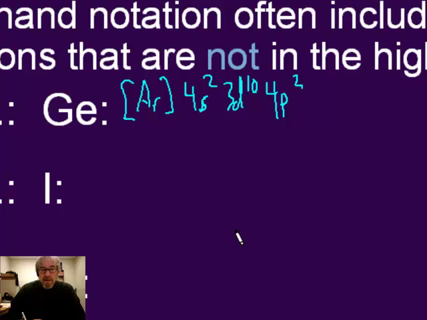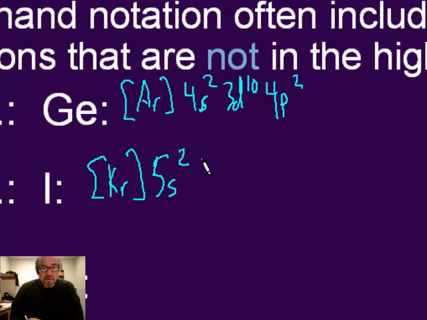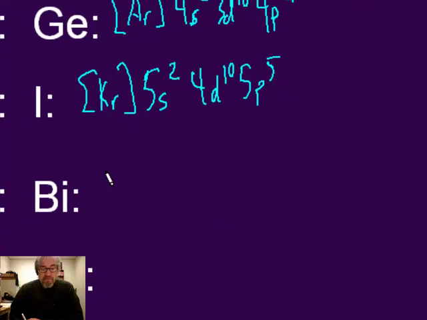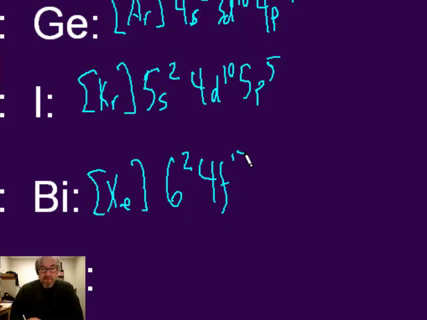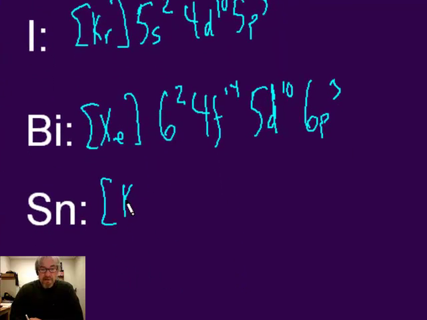Iodine is down a row from that. So it starts out with krypton, and then the tail of this is 5s2, 4d10, 5p5. Or bismuth. Bismuth's noble gas is xenon, and then it follows up with 6s2, because it's in the 6th row, 4f14, 5d10, and 6p3. And then tin is krypton, kind of like iodine, it's in the same row, 5s2, 4d10, and 5p2.